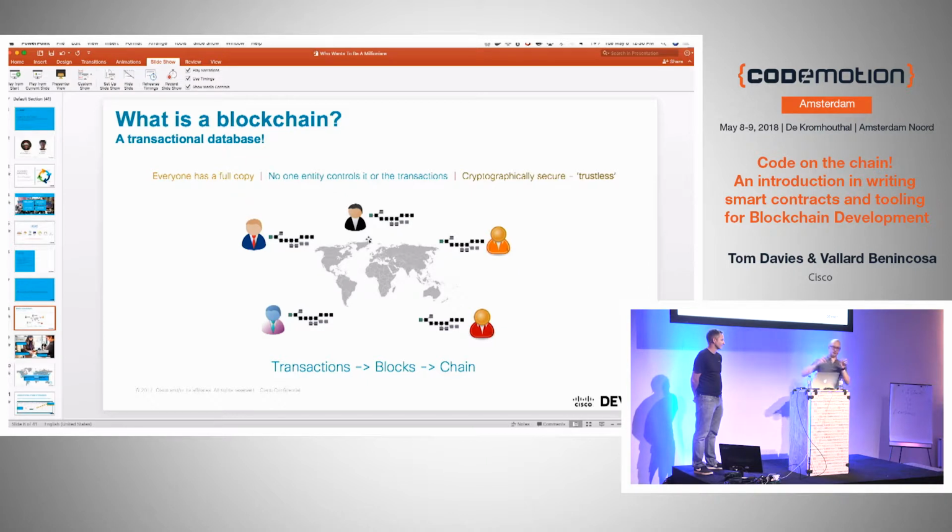Now, the fundamental things at the bottom here, transactions. Everybody transacts on the blockchain. A transaction could be a change of money, it could be a change of asset like a document, it could be a change of ownership of anything like you now own a car.